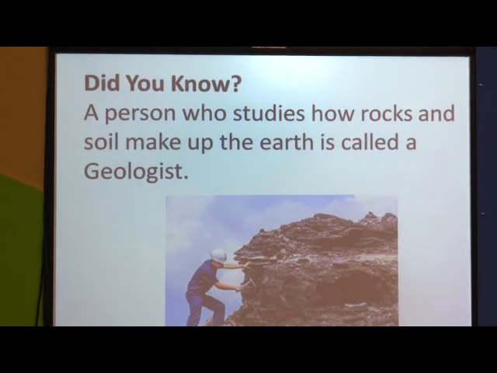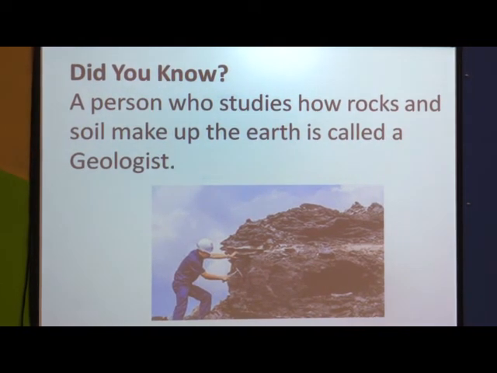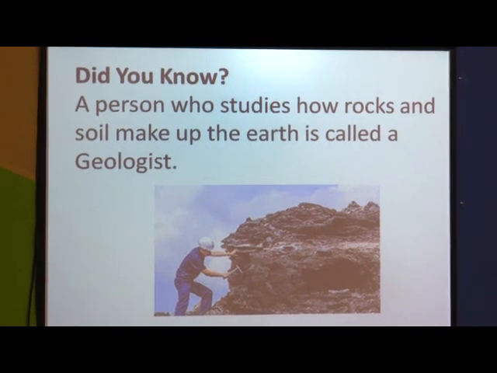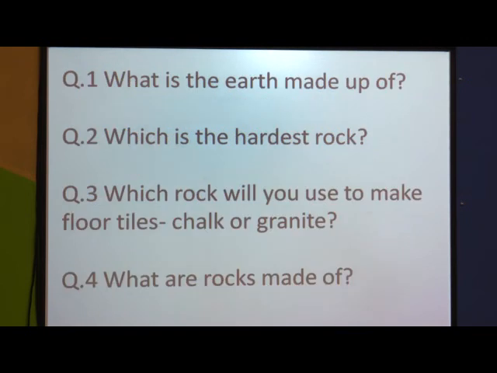Now it's time to ask you some questions. Before that, did you know a person who studies how rocks and soil make up the earth is called a geologist? Can you see the person in the picture? What is he doing? He's studying how rocks and soil make up the earth, and he is called a geologist. Understood? Keep in your mind, geologist.